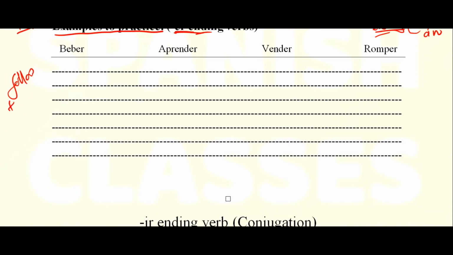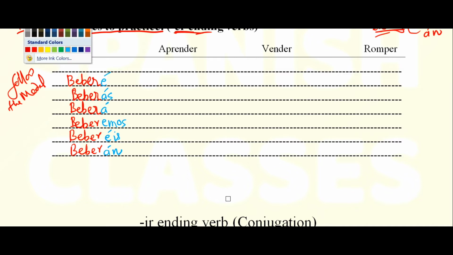Okay, the first verb is beber. We have to follow the model as we did just above. We have to copy beber 6 times. Beber means to drink. Beber means first, second, third person, singular and plural. That's why we are writing it 6 times. Now we have to add the same suffixes: é, ás, á, emos, éis, án.